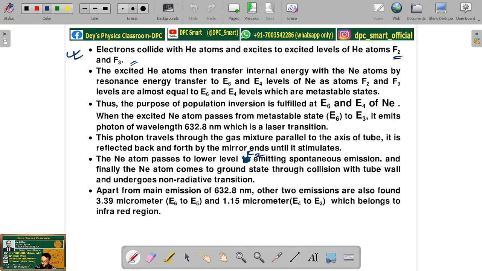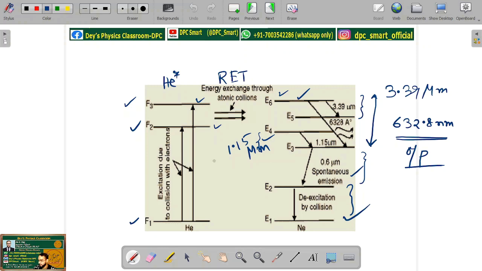So this is the working mechanism of the helium-neon laser that has been written here, and the energy diagram corresponding to this is this one. This one is the energy diagram for helium, this one is for neon, and all the other energy levels and the corresponding emissions are shown here.